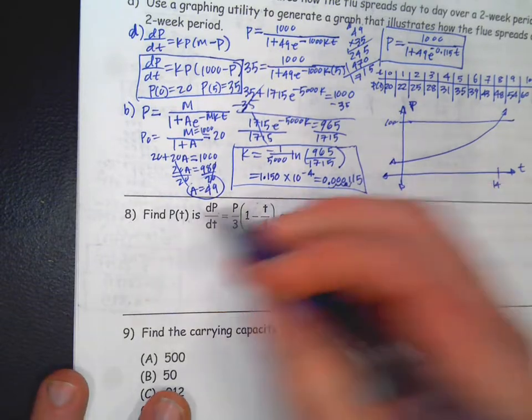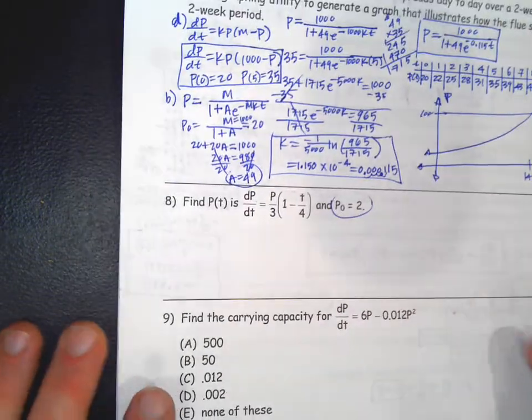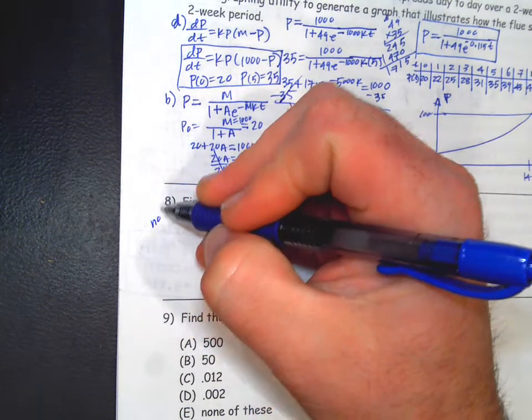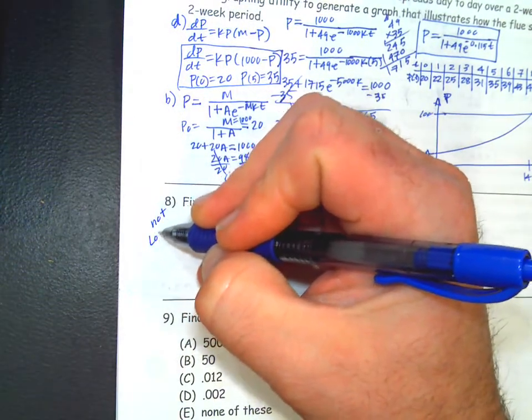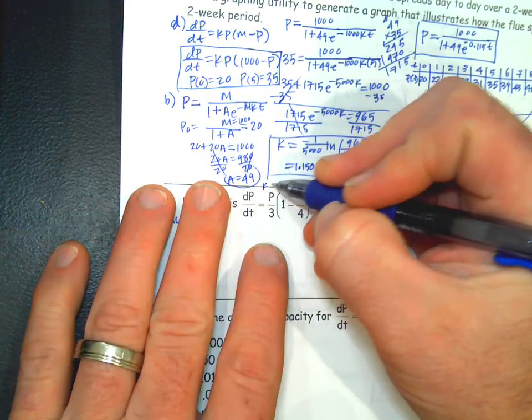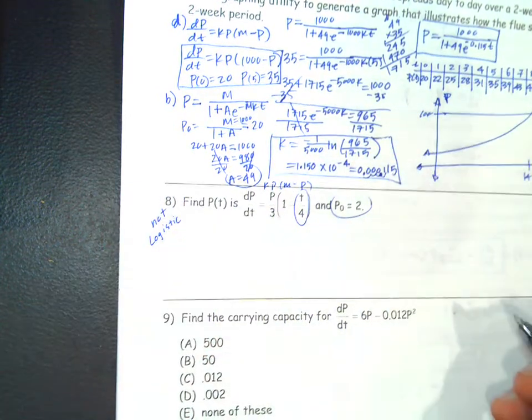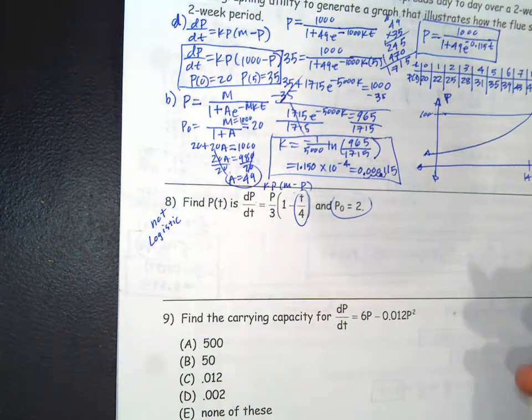So number 8, you have a different equation, P naught. So we're actually trying to solve this. Now, by the way, this is not logistic. It doesn't say it's logistic. It looks really close to logistic. It would be KP(M minus P). So this right here is not logistic. So we're just going to solve this.